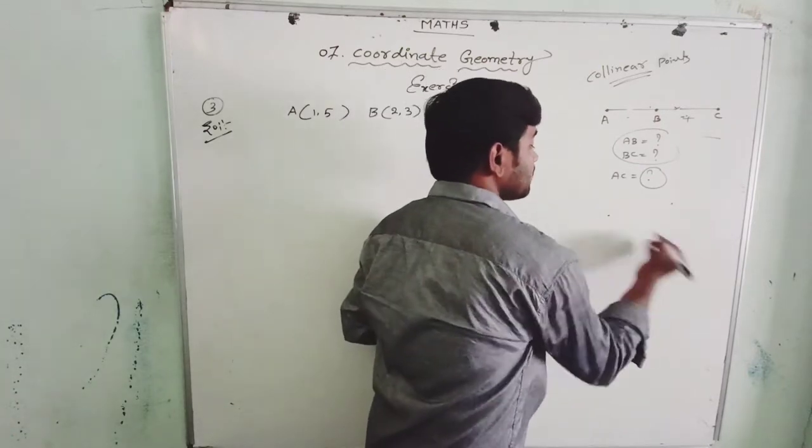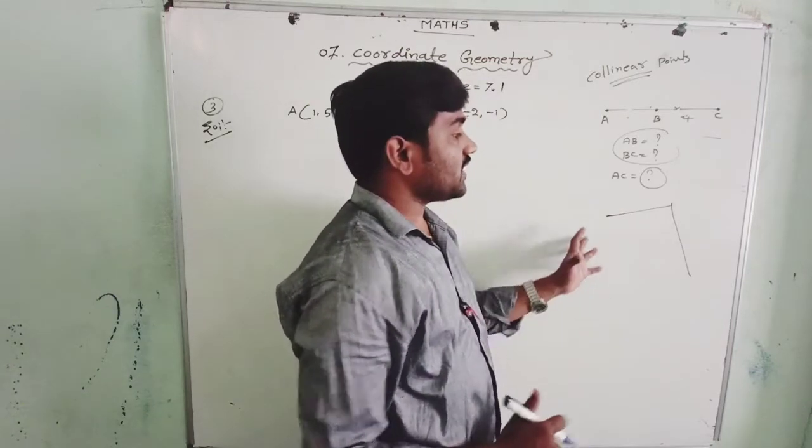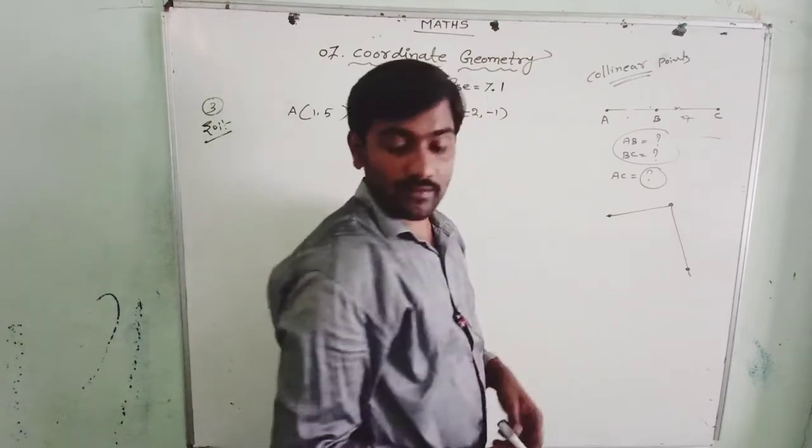Non-collinear points, in the sense, they will not be on one line. The points which are not on one line. Here there are 2 lines.